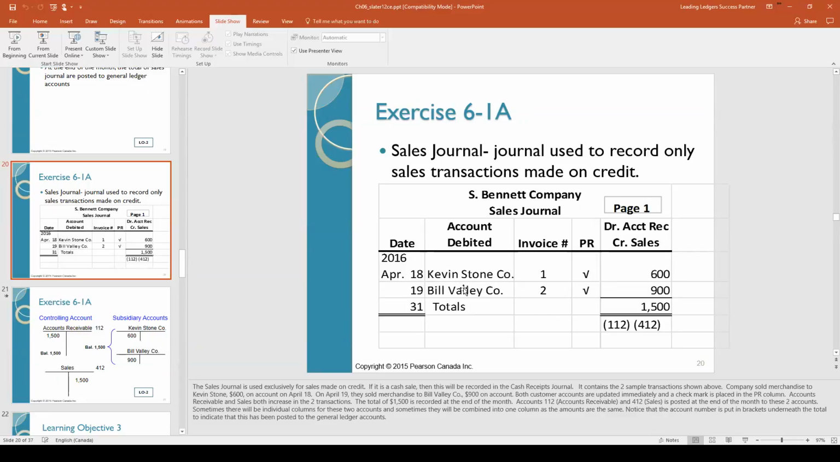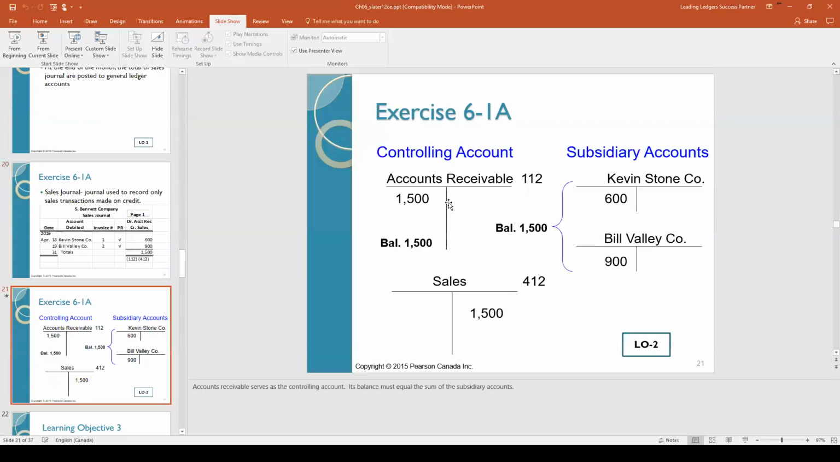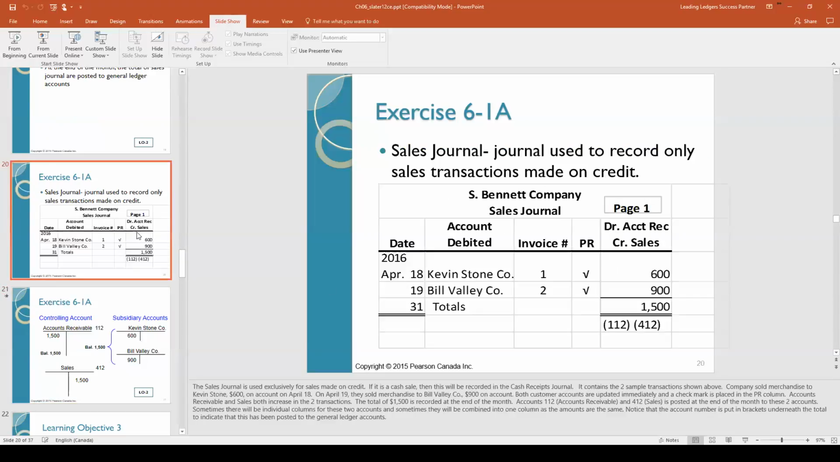On the 19th, Bill Valley Company, I sell him something for $900. I go to their subsidiary ledger. I record the $900 sale in the subsidiary ledger, put a check mark. Okay, so here are the transactions. I haven't recorded this stuff yet under the controlling accounts. On a day-to-day basis, I've only put entries in the subsidiary ledger accounts.